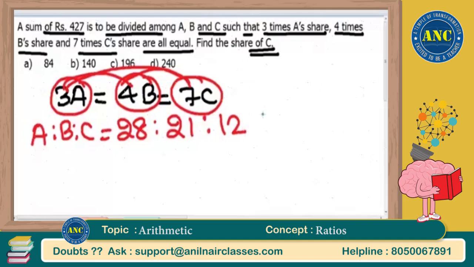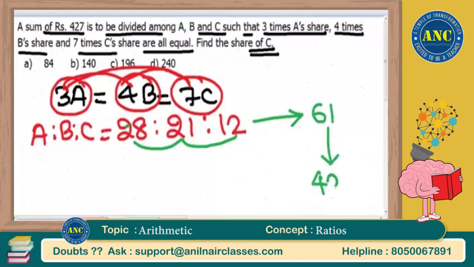That means total money according to ratio is 28 plus 21 is 49. 49 plus 12 is 61. According to the question it is 427. 60 into 7 is 420. 61 into 7 is 427. Find C's share. 12 into 7 should be the answer.